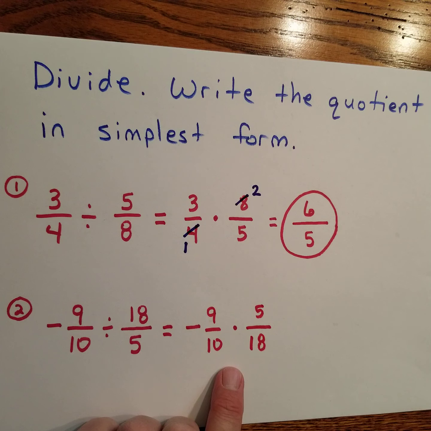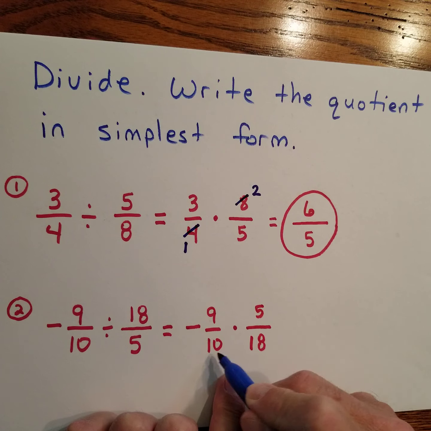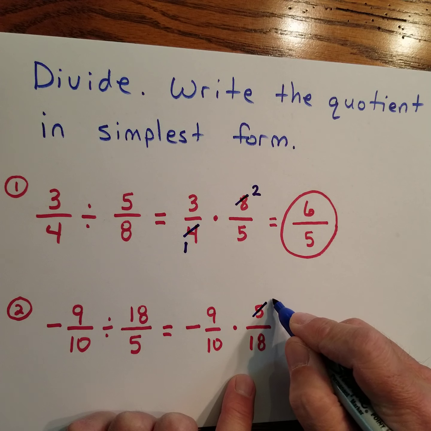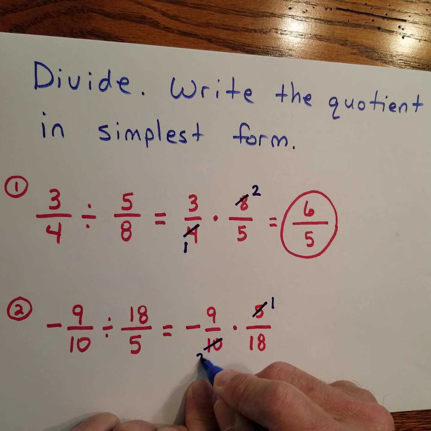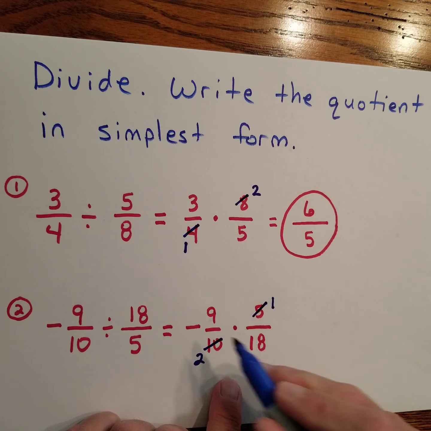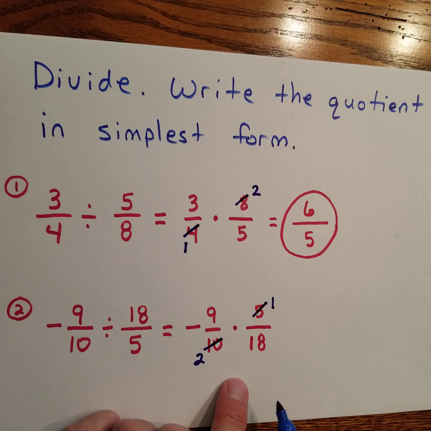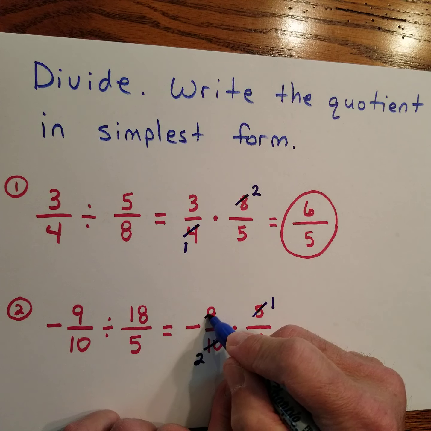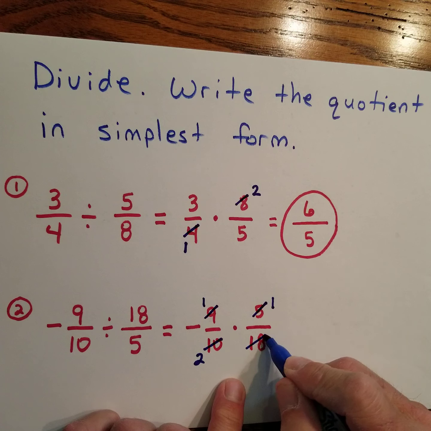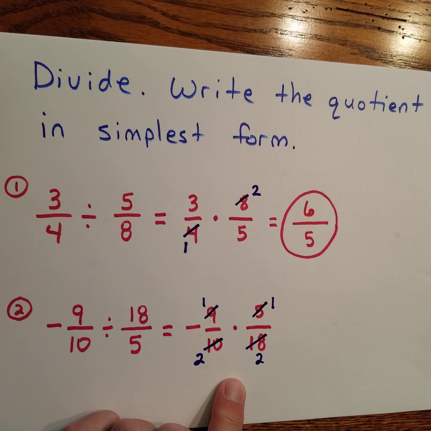Great. Now reduce. Any top with any bottom. Well, I see 5 and 10, that's easy. Divide by 5, divide by 5. I can reduce 9 and 18. Those are both divisible by 9. Divide by 9, divide by 9.